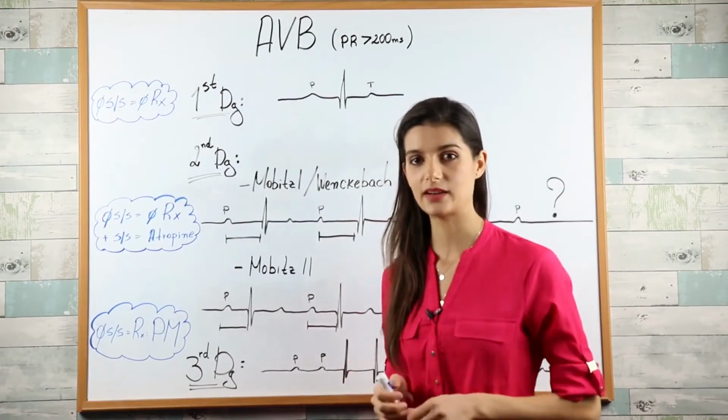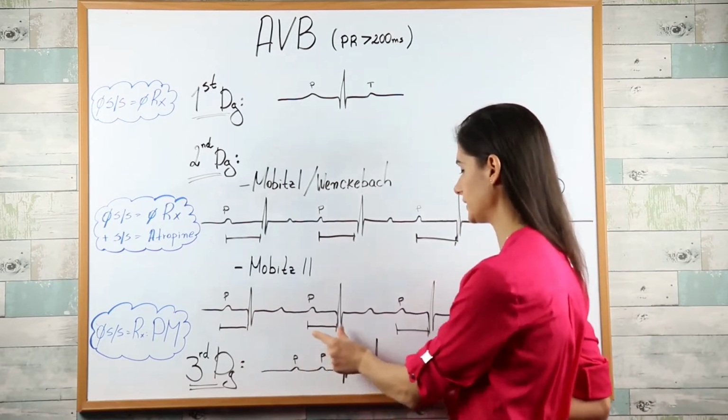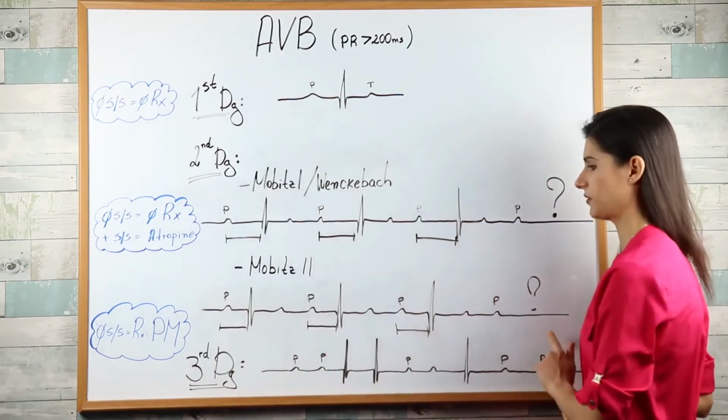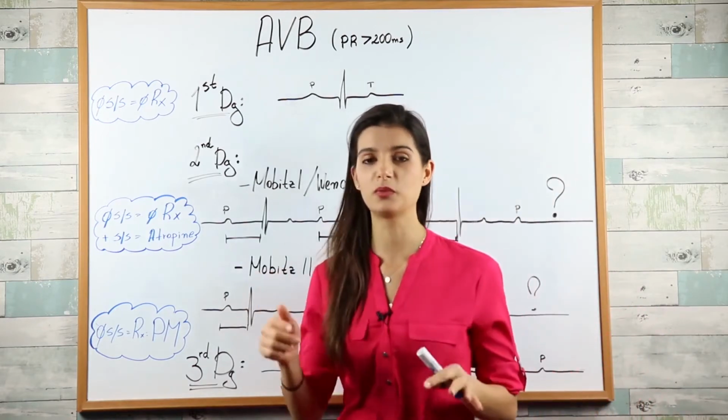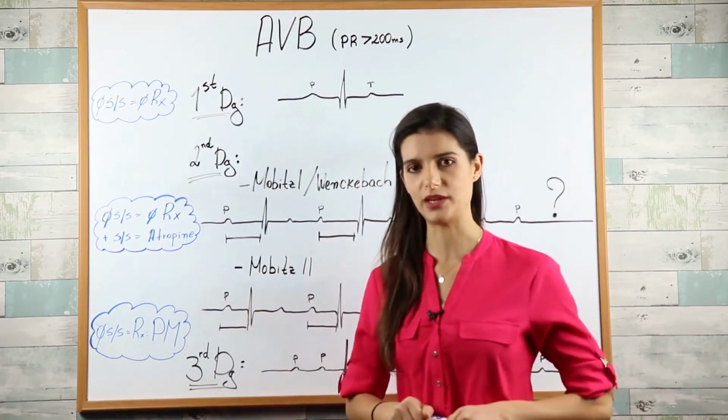Now Mobitz 2 is characterized by constantly increased PR interval followed by sudden drop of a beat. And since it can progress to third-degree AV block, you have to put a pacemaker even in asymptomatic patients.